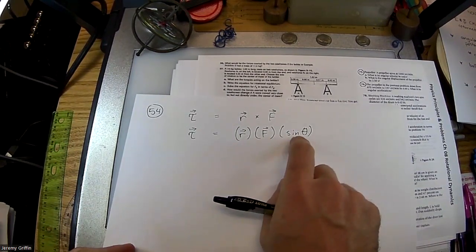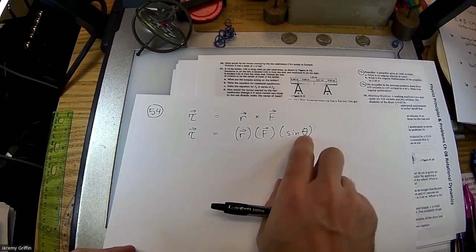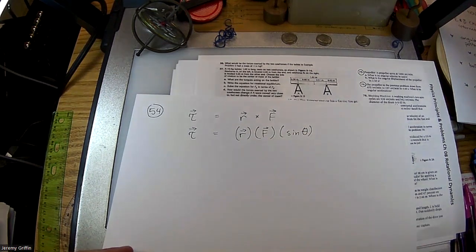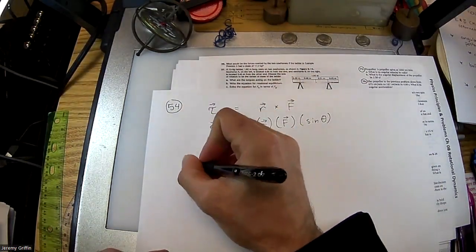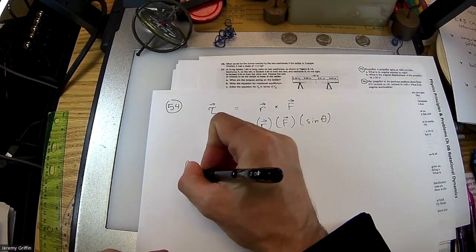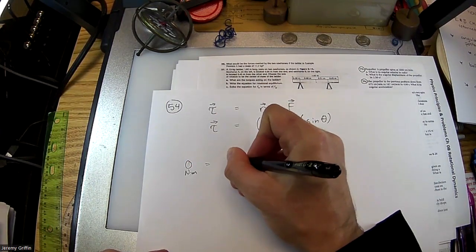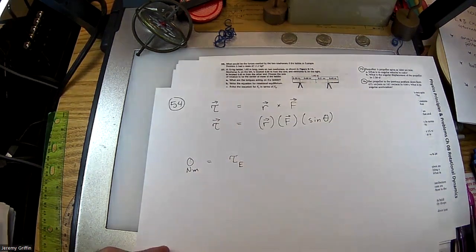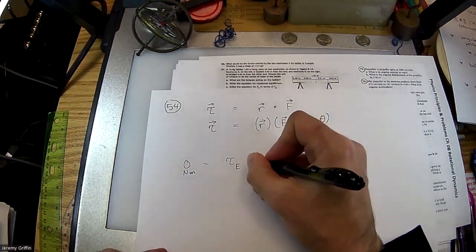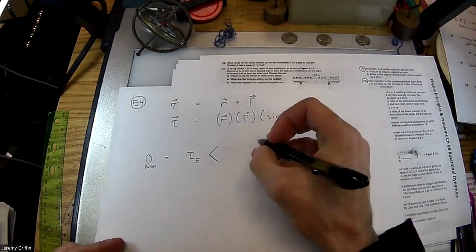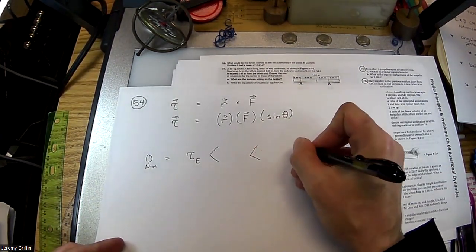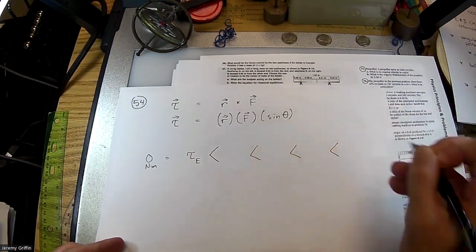Yeah, there's a force, but the angle is 0 degrees because they're parallel to each other. Guess what sine of 0 degrees is? 0, right? So we've got 0 Newton meters equal to torque E, and that's going to be the least because it's equal to 0. So I'll use less than signs and make a string of torques: less than something, less than something, less than something, less than something.